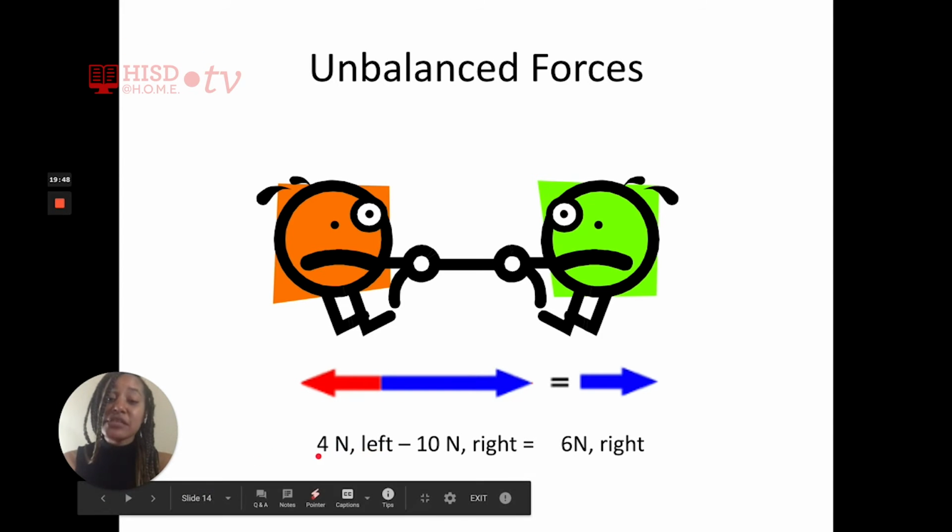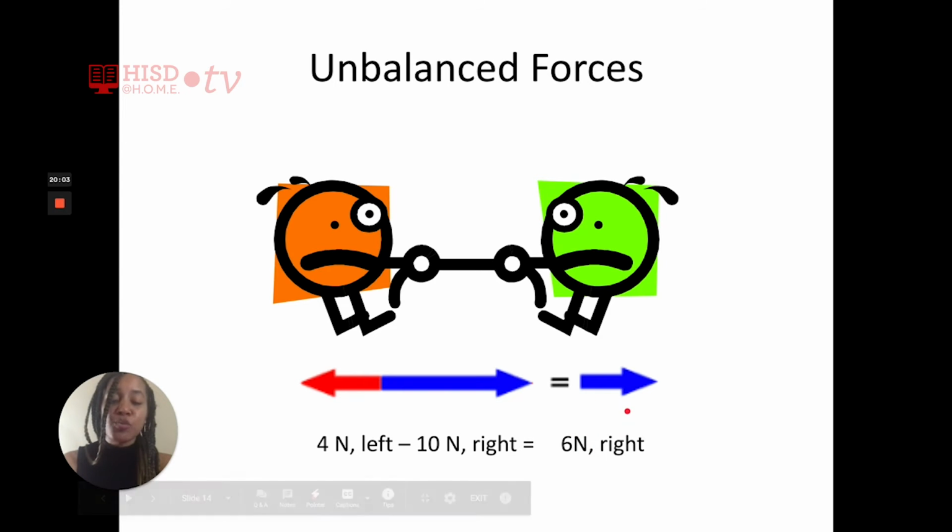So 4 newtons to the left, 10 newtons to the right. They're moving in opposite directions, so we are going to subtract. That is going to give us a net force of 6, moving in the direction of the larger force, which is to the right.